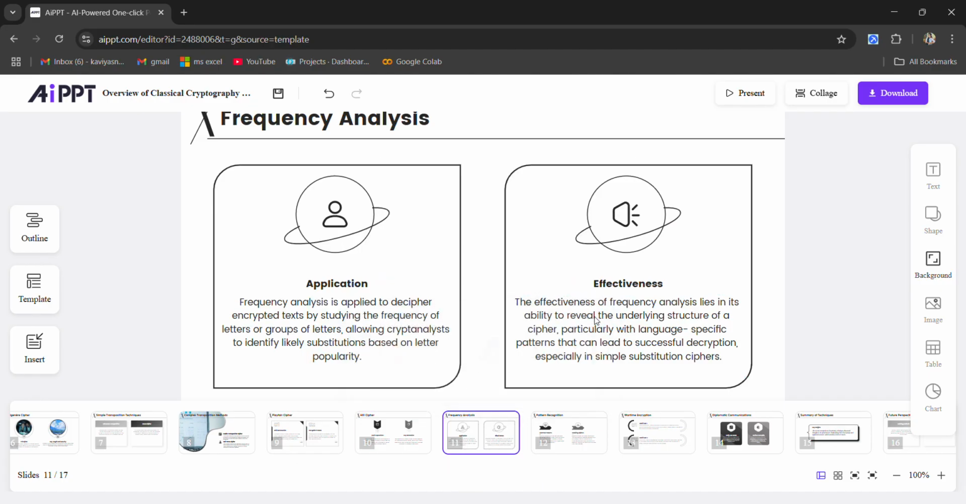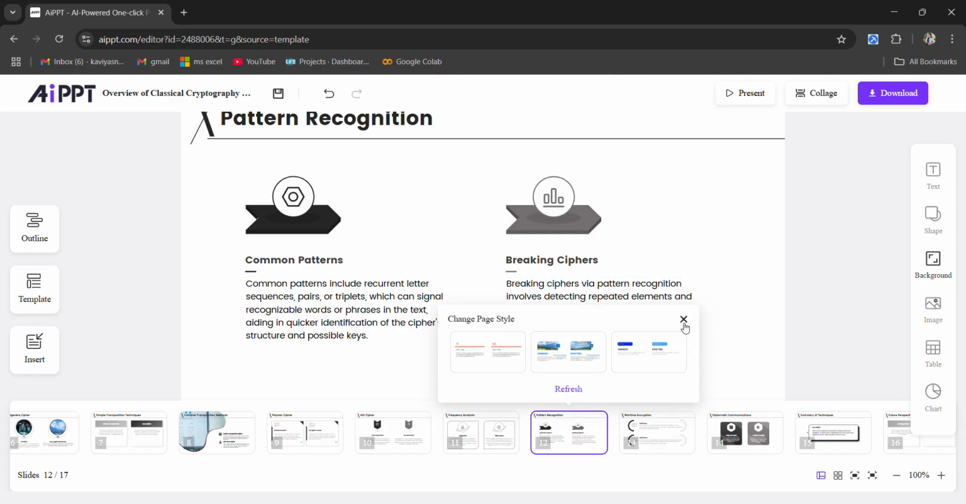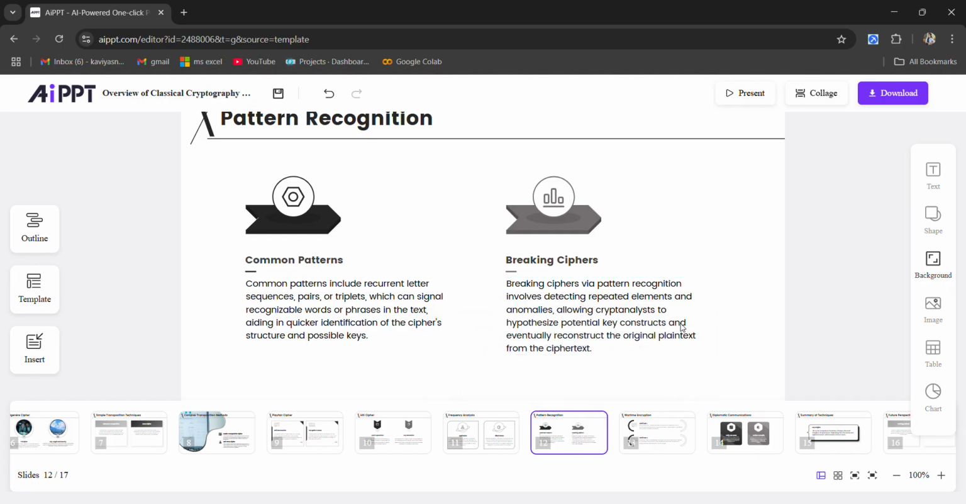Frequency analysis is applied to decipher encrypted text by studying the frequency of letters or groups of letters, allowing cryptanalysts to identify likely substitutions based on letter popularity. Common patterns include recurrent letter sequences such as pairs or triplets, which can signal recurrent words or phrases in the text. Breaking ciphers via pattern recognition involves detecting repeated elements and patterns, allowing cryptanalysts to hypothesize potential key structures and eventually reconstruct the original plain text.